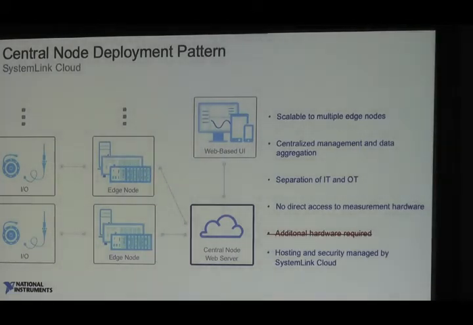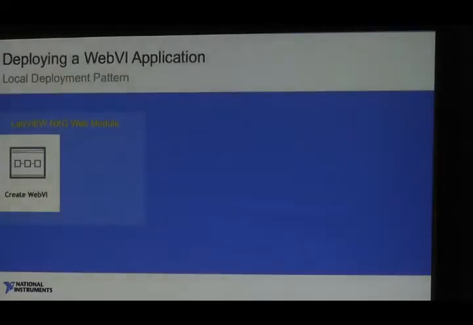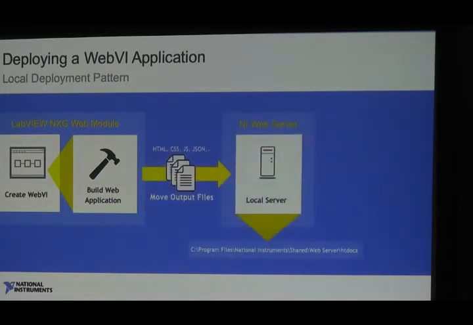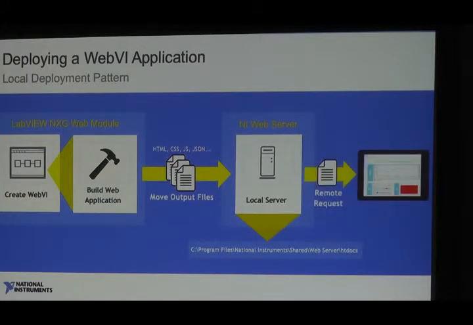So when we look at the workflow for actually building the application, you're done creating a web UI, you click the camera button for building a web application, this spits out a bunch of files, and then you take those files, you copy and paste them onto the NIWeb server or on any other server that you might be using. And then from there, depending on how you have your server set up, external folks can connect and ping that URL and then see your web UI.